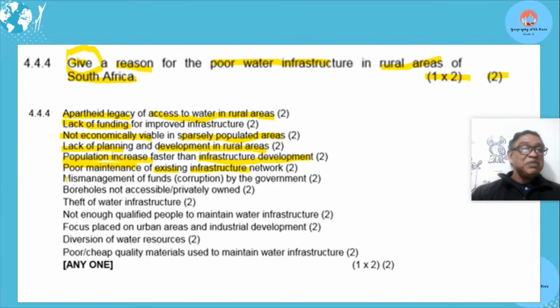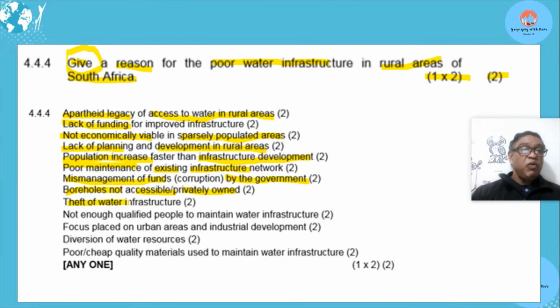All right. Mismanagement of funds by government, where it was allocated for this but used for something else, or the price was skyrocketed and you could only do a few because of certain corruption. Boreholes not accessible. They are privately owned. Boreholes are built by farmers. They're not going to give it to everybody. Most farmers, some farmers are generous, they will, but it's only for them.